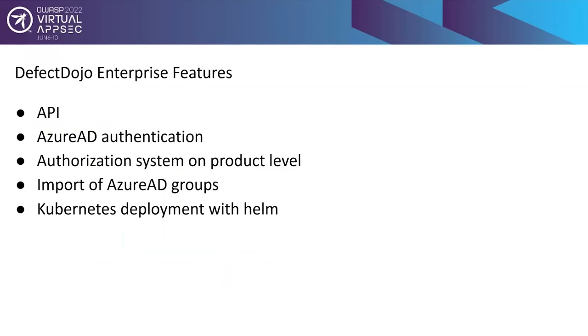DefectDojo has a lot of enterprise features, for example the API, which is very powerful, where you can connect against it and get all the information out to create your own statistics, for example. Then you have Azure ID authentication. You have the ability to perform authorization on product level, so you can do it very finely and granularly. Then you are able to import Azure ID groups so that you can make use of that fine granular authorization system, and you can easily deploy DefectDojo, for example, with Helm.